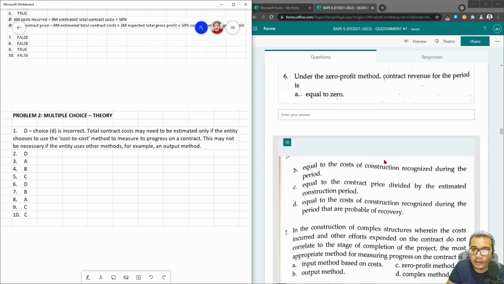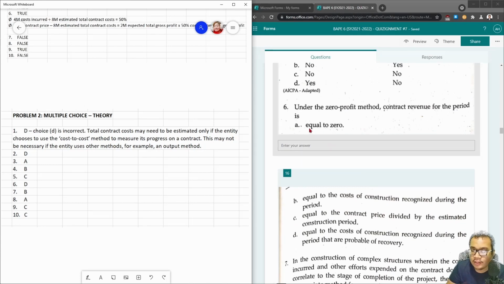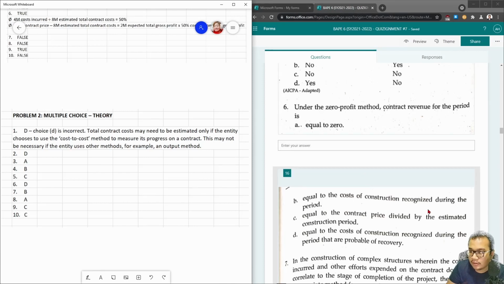Yeah. Ito naman, under the zero profit method, number 6. Contract revenue for the period is equal to 0. Not necessarily equal to the construction cost for the period. Equal to the contract price divided by the estimated construction period.